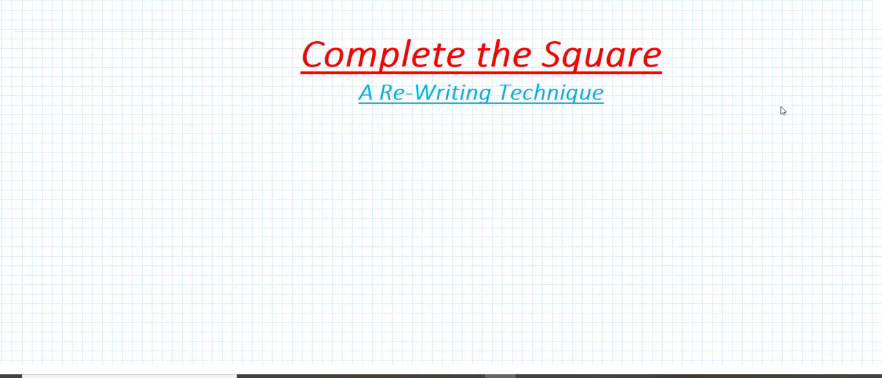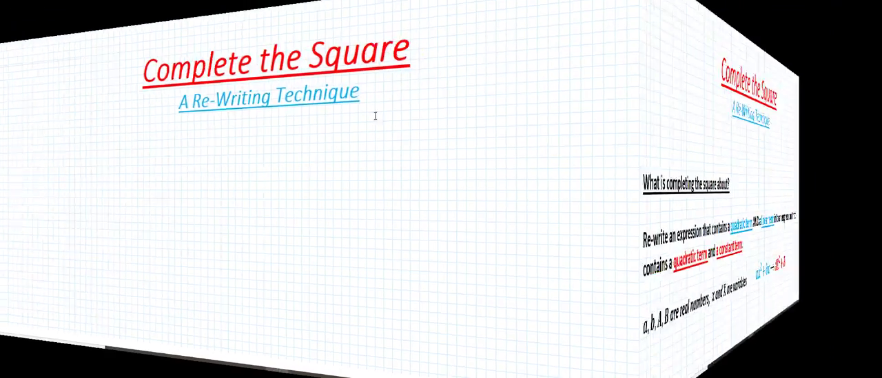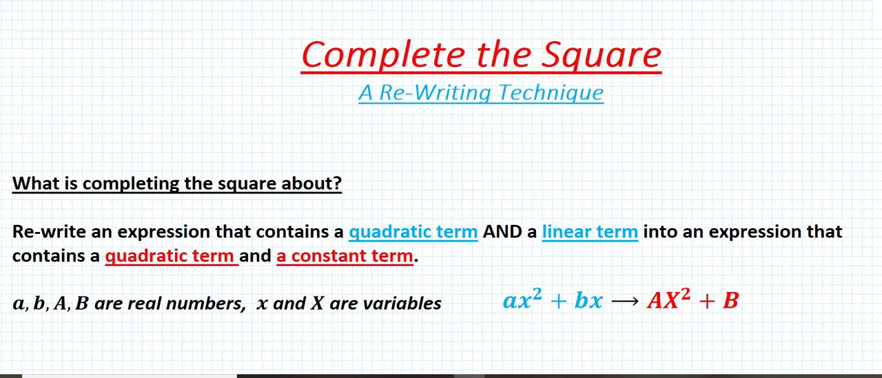In this video, you will learn how to complete a square. Completing the square is a rewriting technique. Let's first look at what it does and where it's from. When you complete a square, you rewrite an expression that contains a quadratic term and a linear term into an expression that contains a quadratic term and a constant term.